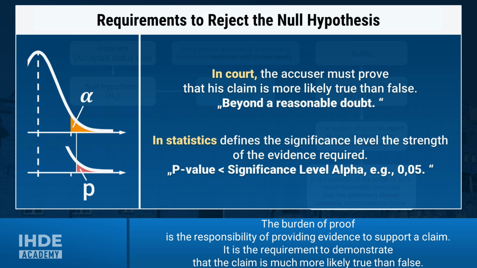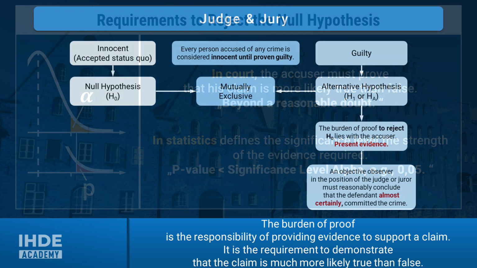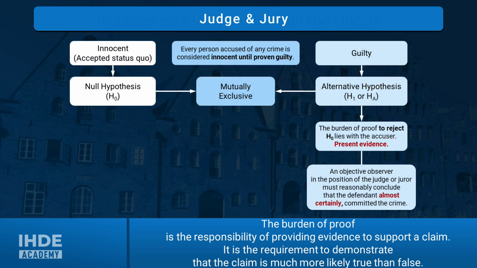In statistics, the error probability or significance level defines the strength of the evidence required. A typical value for the error probability is 5%. This means that the probability of rejecting a true null hypothesis is 5%. This would mean a 5% or less chance of an innocent person being found guilty in court. You can find out more about this in the other lessons.